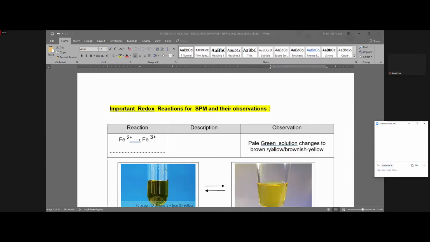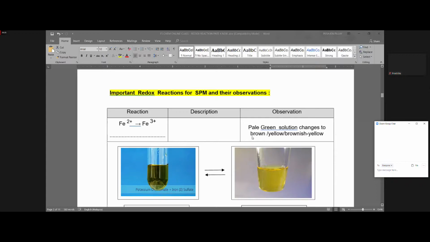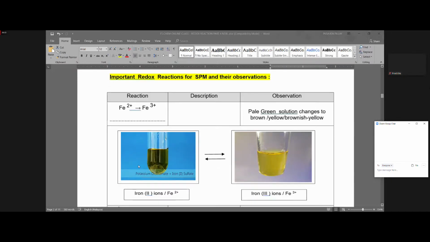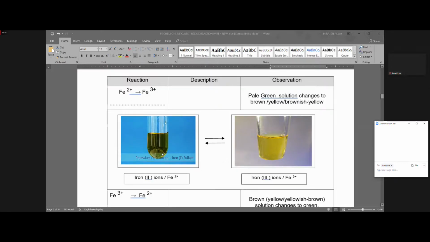You must know the color changes. So important redox reactions for SPM. The ones given here are the only ones that you need to know. The rest all no need to know. Okay, let's have a look first. You see here, this is iron 2. Look at the color here. This one, I call it pale green. P-A-L-E, pale green solution, or light green. This one is brown. Slowly it becomes brown. Later I'll show you the video.